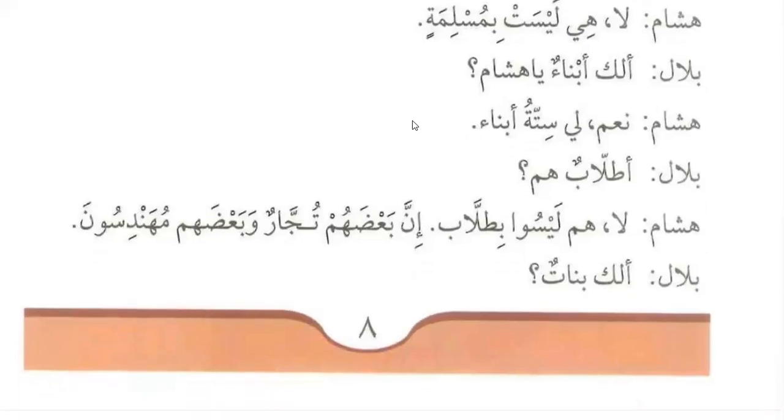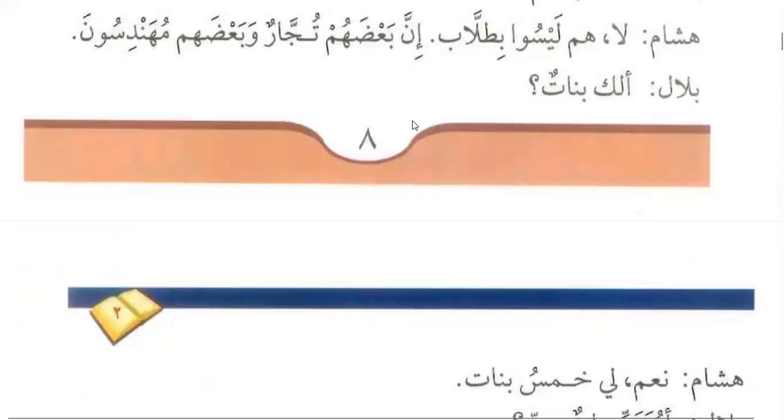A tullabun hum? Are they students? La, no. Hum laysu bitullabin. No, they are not students. Inna ba'dahum tujjarun. Indeed, some of them are merchants. Wa ba'duhum muhandisun. And some of them are engineers. A laka banatun? Do you have daughters? Naam, yes. Li khamsu banatin. Yes, I have 5 daughters. A mutazawwijatun hunna? Are they married? La, hunna lasna. No, they are not married.